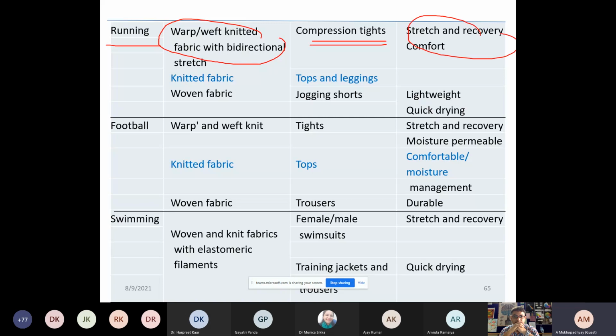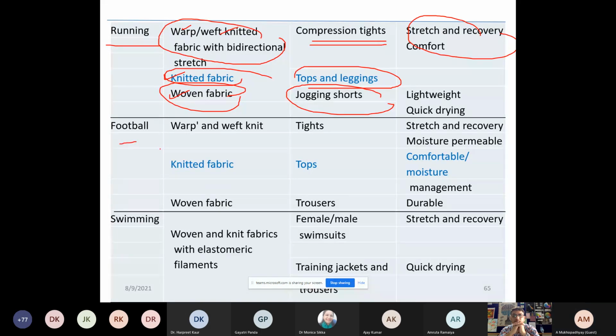Tops and leggings, the knitted fabric is used. Jogging shorts, woven fabric is used. So sometimes it is woven, sometimes it is knitted. Knitted also is available in warp or weft, that can vary. Now football wear, just now one of you asked me about the football wear. So tops can be made out of knitted fabric and it is preferably warp knitted fabric because it is more dimensionally stable. Tights are made out of warp and weft knits.